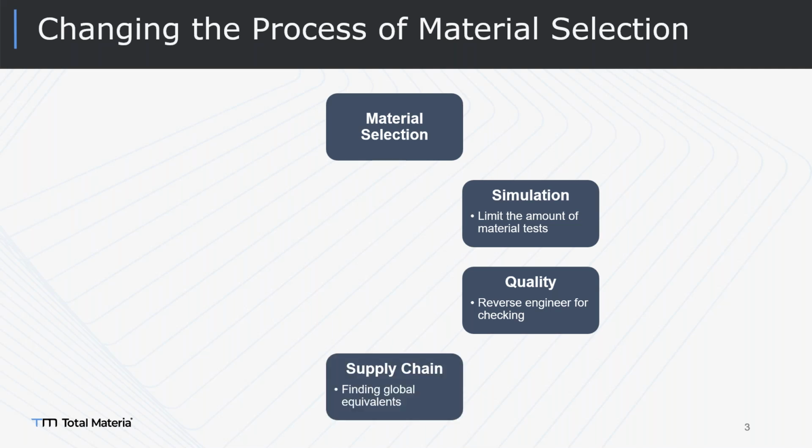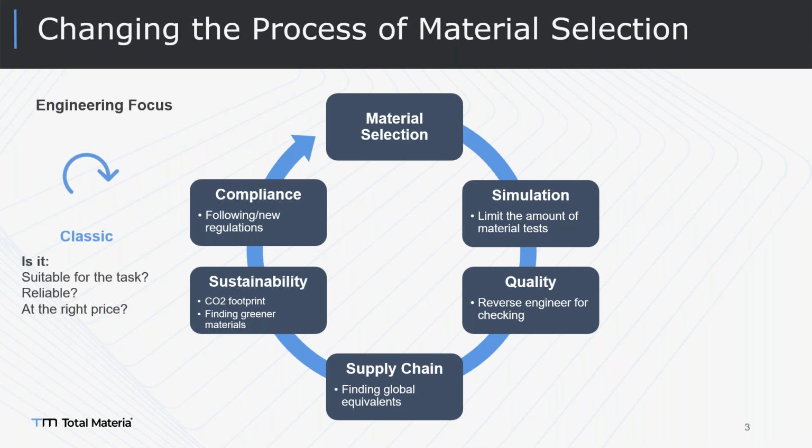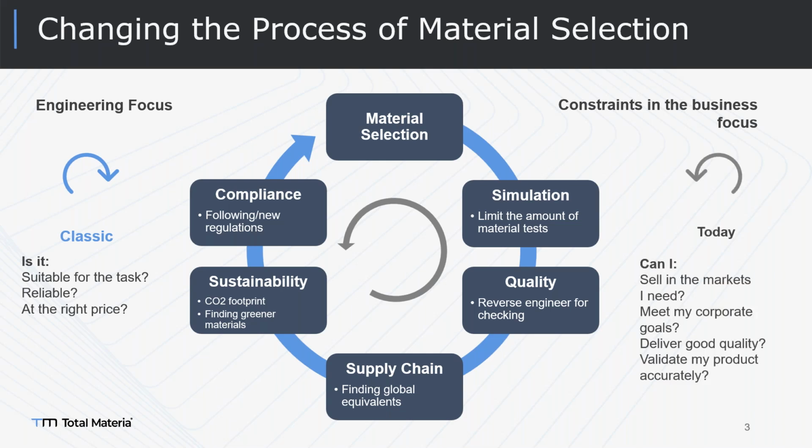And supply chain, finding the global equivalents, and carbon footprint, finding greener materials, and compliance, following the new regulations. It needs to be up to date. Our Green Line team is following up for you, and we are always providing you up to date and reliable information. It's not only important to be suitable for the task at the right price, but also, can you sell and deliver good quality? And it is very much related to your brand quality, right?